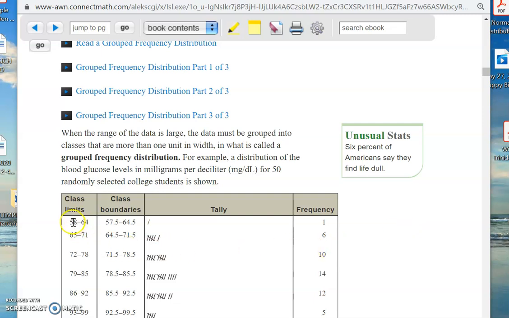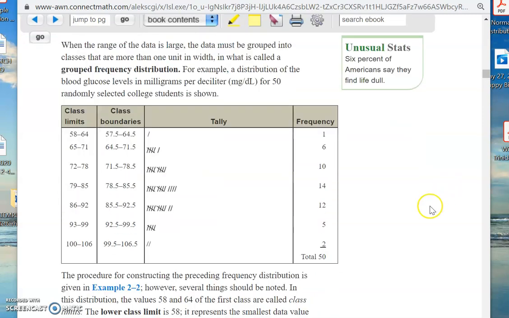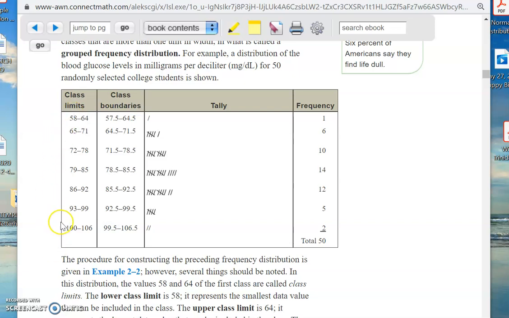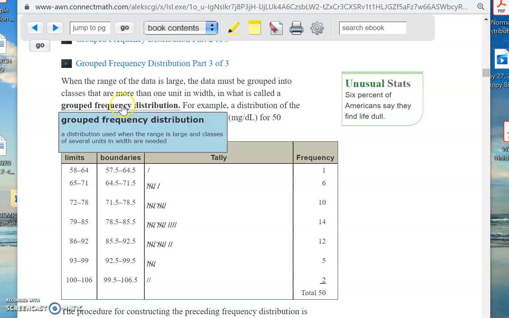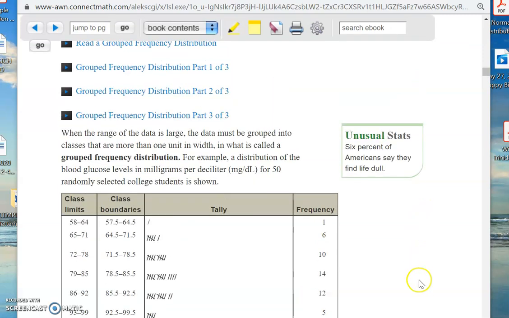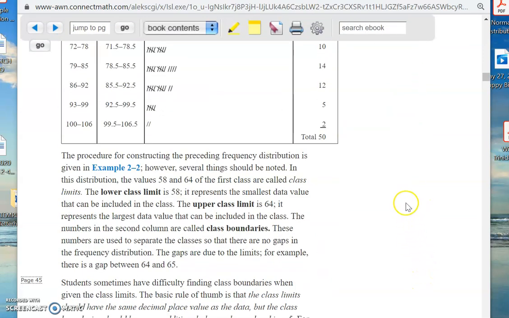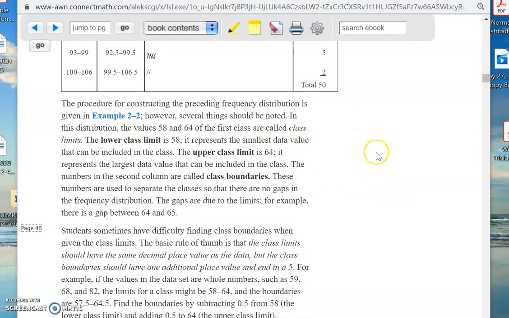Like here we have class limits between 58 and 64, between 65 and 71. It's just convenient for us to have these class limits, or these sets, because otherwise the left-hand side would be so long or so large, it would be awkward. So it's very convenient sometimes to group it into classes. We're going to call that a grouped frequency distribution for obvious reasons, because it's in a group.